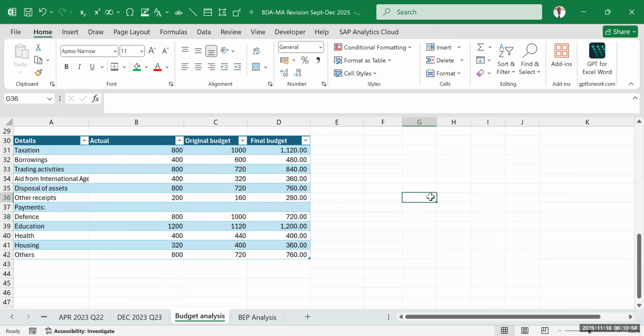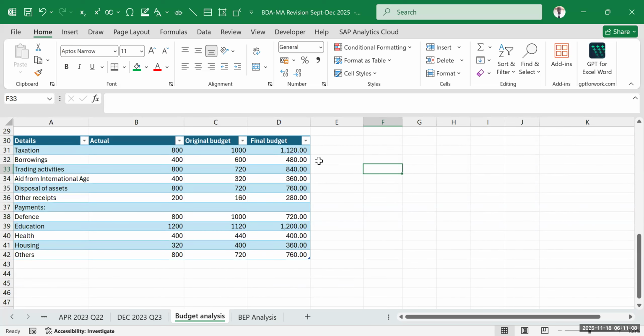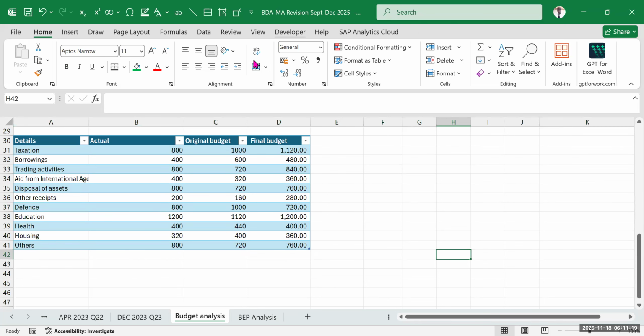Somebody is asking about the title of payments. We are still editing it out. We are still working it out. So that payments title, we are going to remove it because we don't need it. I do away with it. All right, like that.